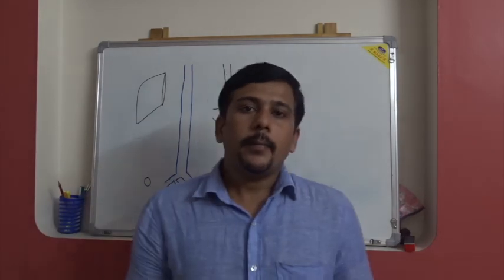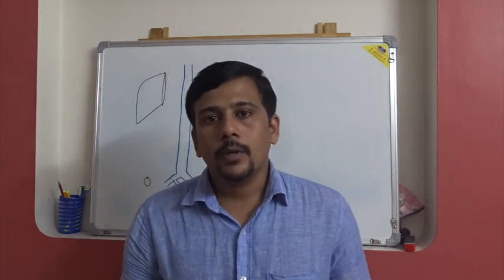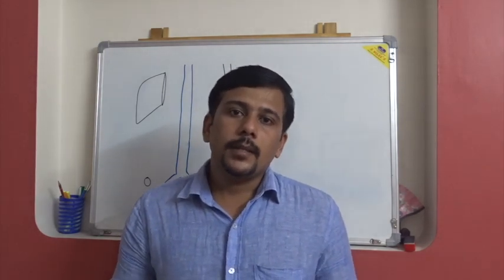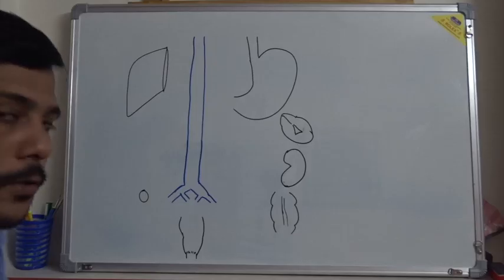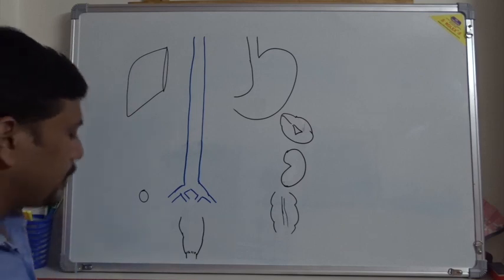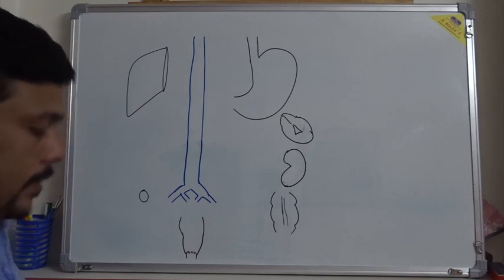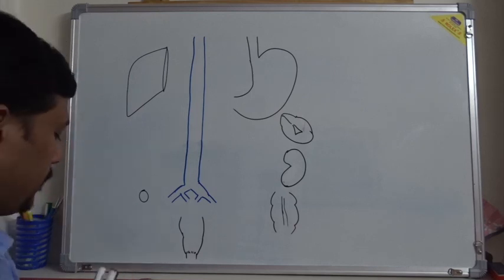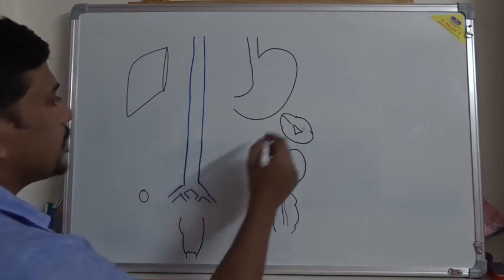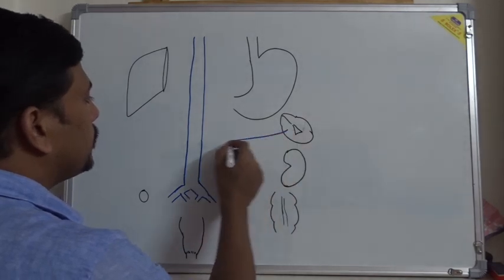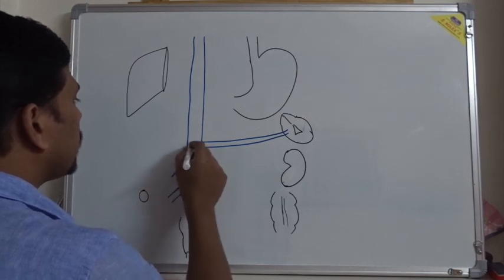So for this hepatic portal system, there are 6 to 7 portocaval anastomoses. But now we will see only the important portocaval anastomoses, which are clinically very essential to understand. In order to see them, first we will just recall the portal vein and its formation and its course. So the portal vein is actually formed by the union of splenic vein and the superior mesenteric vein.